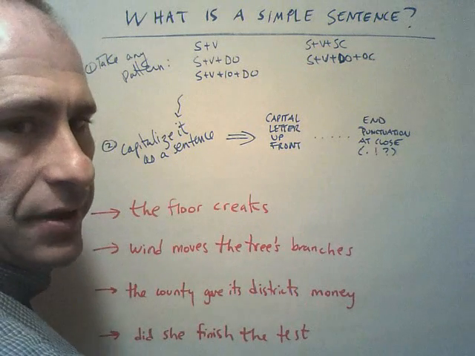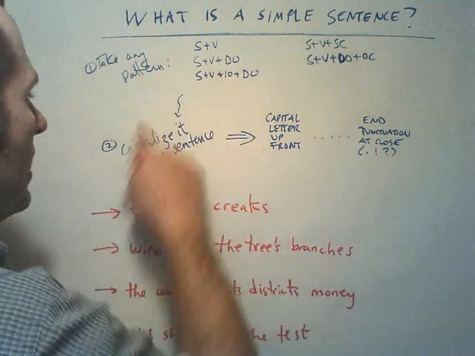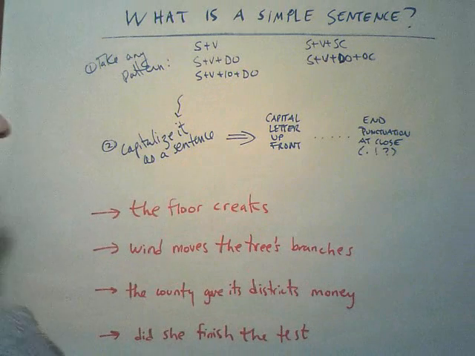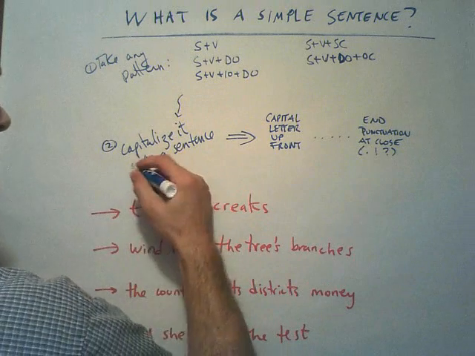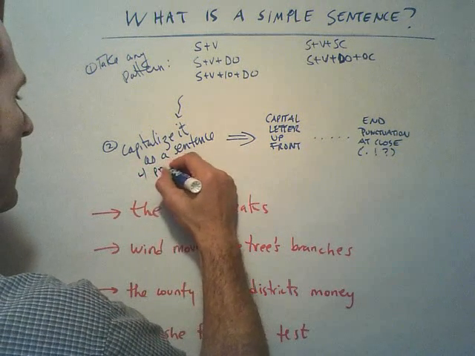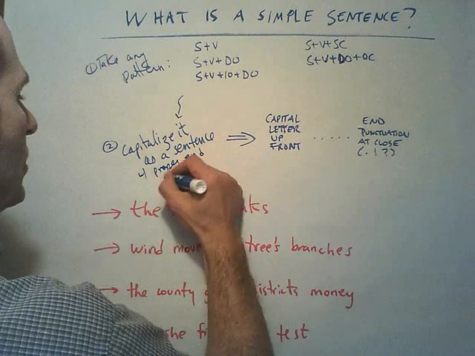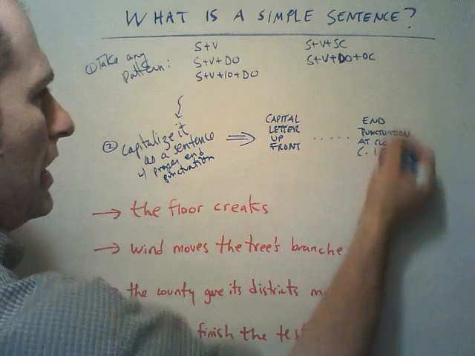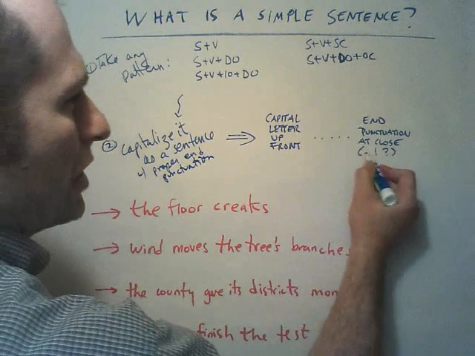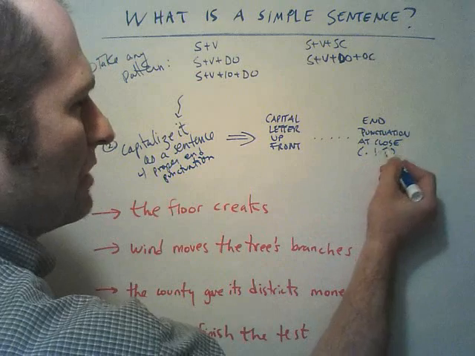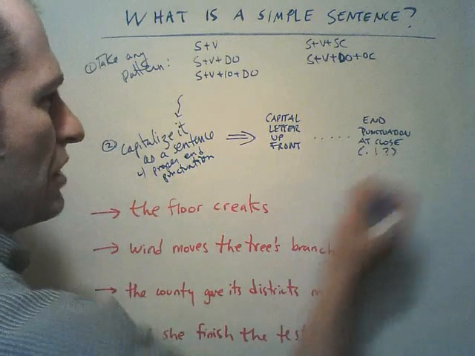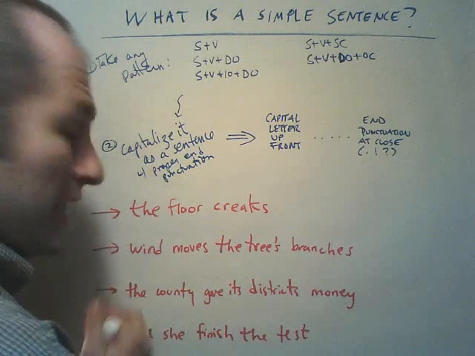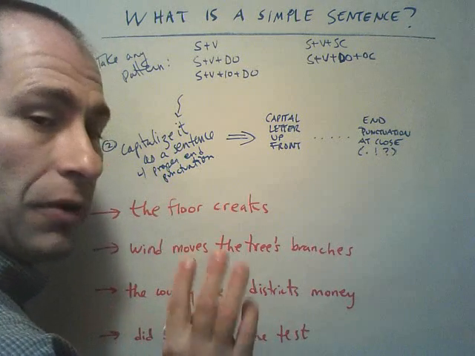Take any one of these patterns, take any pattern, and capitalize it as a sentence with proper punctuation. Capital letter up front and punctuation at close. And there are only 3 marks of end punctuation: the period, the exclamation point, and the question mark. Sounds pretty rudimentary and basic, right? But that's really all it is as far as getting it to appear as a sentence.